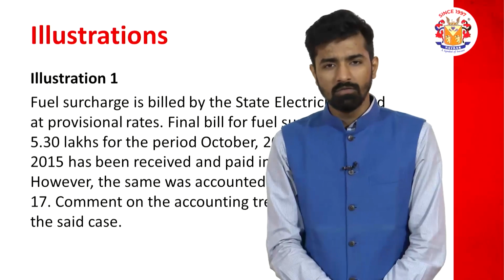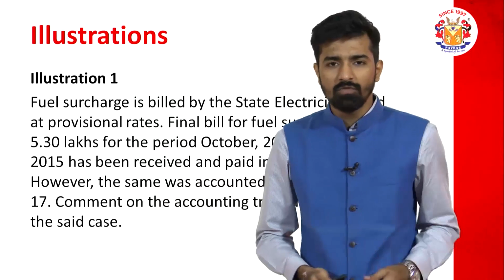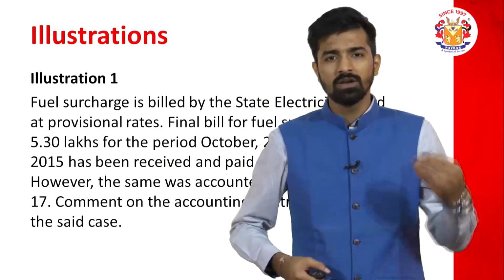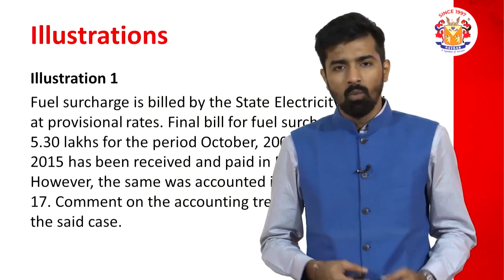Then what should it be? How do we classify this 5.3 lakh, the expenditure of 5.3 lakh? Whether it would come in the profit or loss from ordinary activities, whether it would be an extraordinary activity, or whether it should be an exceptional item. What do you think about that?